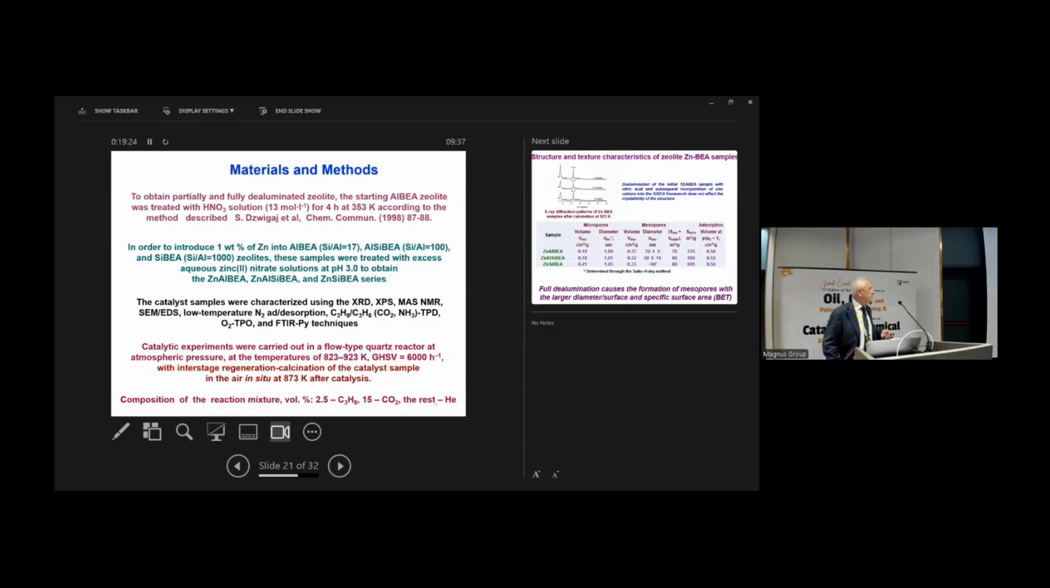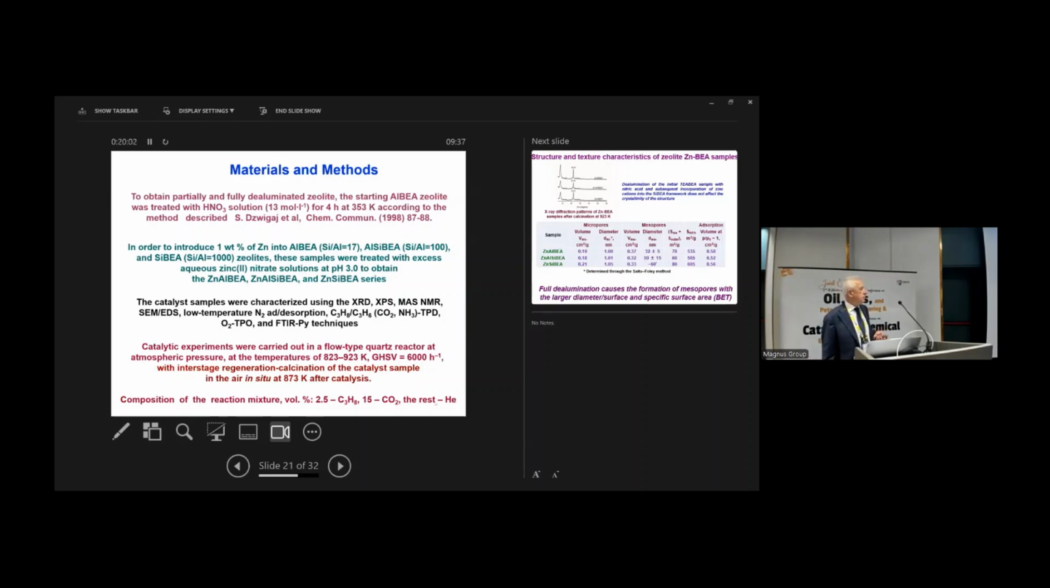So we prepared 3 kinds of Zn beta zeolite: Zn beta without dealumination, Zn SC beta partially dealuminated catalyst, and Zn SC beta series. In this case, we incorporate 1% for all catalysts. We incorporate 1% of zinc to see the catalytic activity of the catalysts with similar content of zinc.